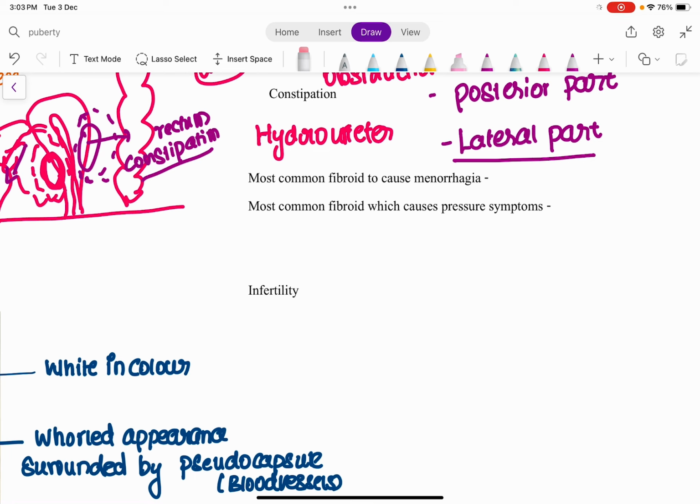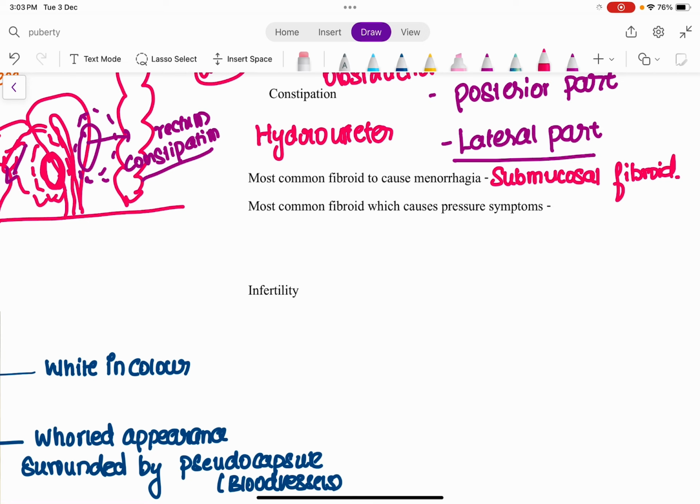As we all know, inside the endometrial cavity, the fibroid that occurs is the submucosal fibroid. We have three types of fibroid: submucosal, intramural, and subserosal. Which happens inside the uterine cavity? Submucosal. Menstruation happens because of the shedding of the endometrium, which happens in the uterine cavity. Since this fibroid is situated in the uterine cavity, the most common fibroid to cause menorrhagia is the submucosal fibroid.